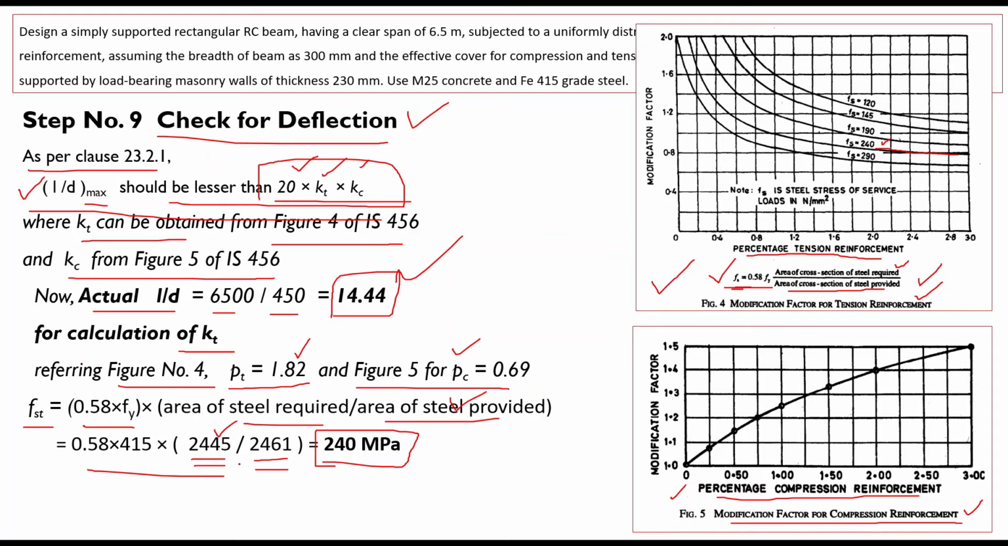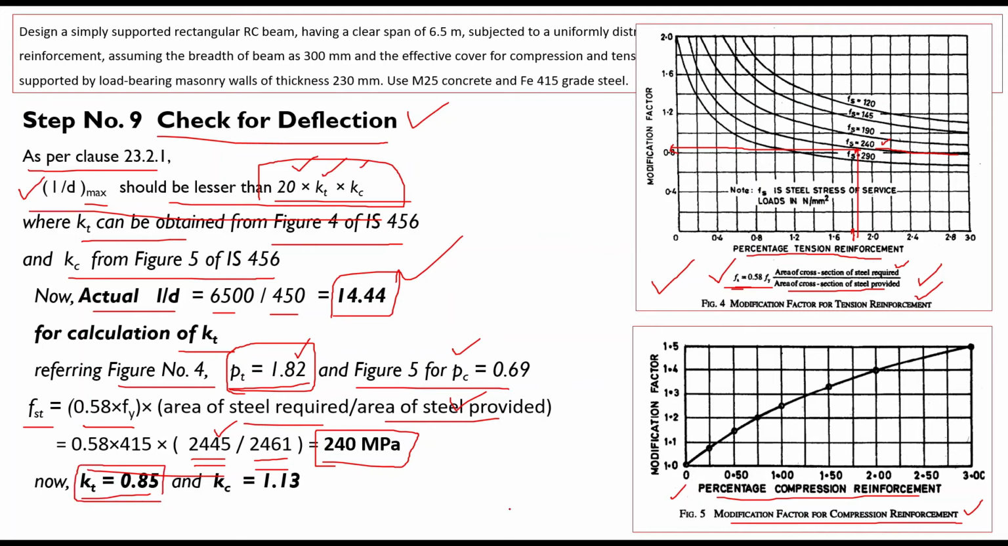Now what was the percentage of steel which we have provided in tension? That is 1.82. So 1.82 will be somewhere here. This is 1.2, 1.4, 1.6, 1.8, so 1.82 is somewhere here. Accordingly you have to draw a perpendicular line, and then pick the value from this side. Approximately the value comes out to be 0.85, so it is above 0.8. That means the Kt value which we are able to get is 0.85.